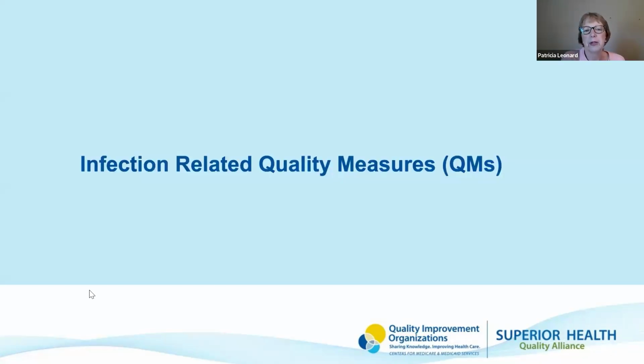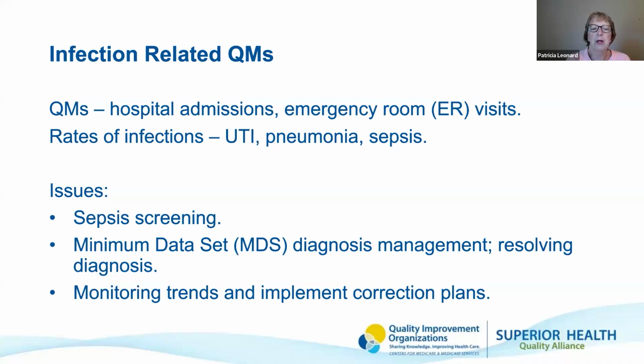And quality measures related to infection control. Did you know that there were quality measures that related to infection control? I think sometimes we think it's all about falls and pressure injuries, but it's not. So there are quality measures and tracking that happen related to your hospital admissions, your emergency room visits. CMS tracks your UTI, your urinary tract infection rate, your pneumonia rate, and your sepsis. And this information comes from a combination of things. The infections come from your MDS data, but some of the hospital information comes from Medicare billing documents.